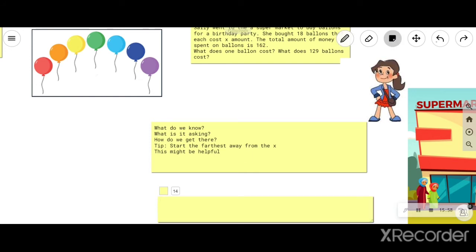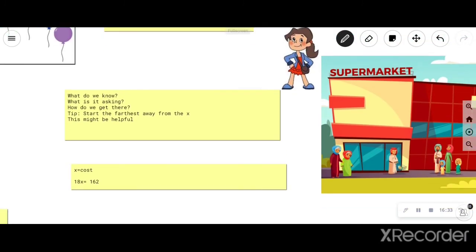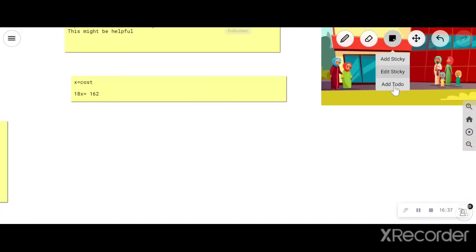Let's go down here. So 18x, which is the cost. It's important to name what everything is. So 18 balloons times x is equal to $162. Let's go down. So how would we solve this? Since we don't know what x is, x could be any number until we have proven otherwise.